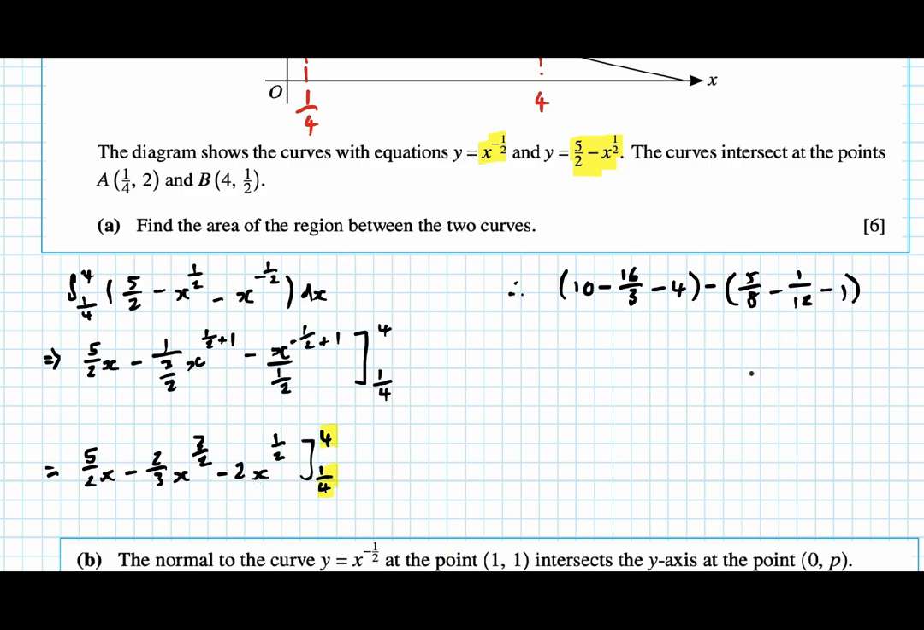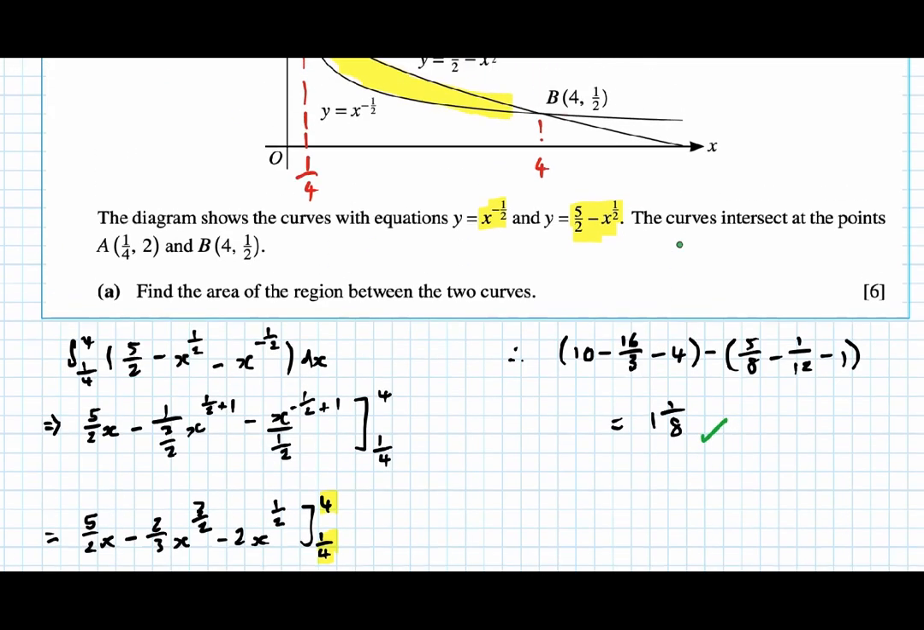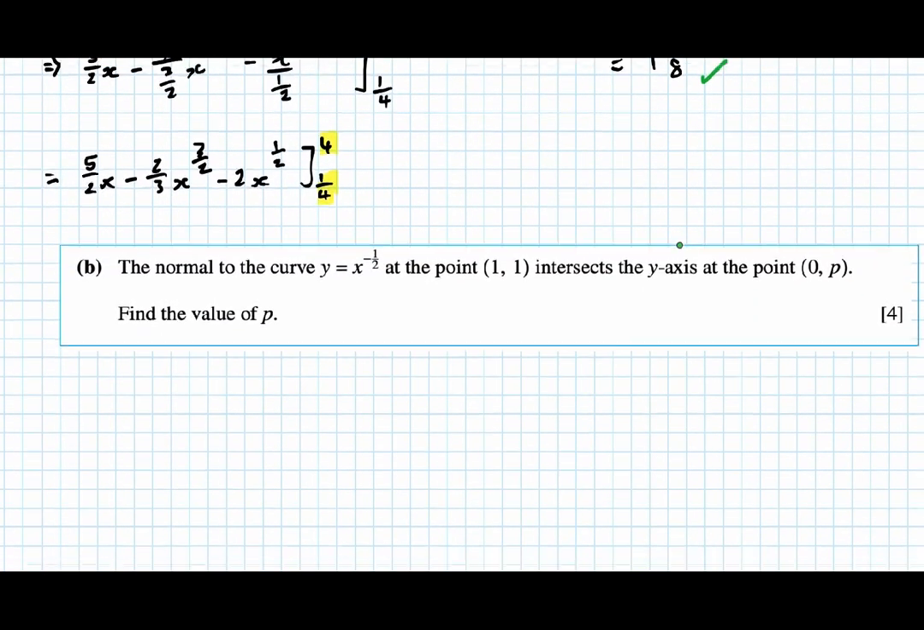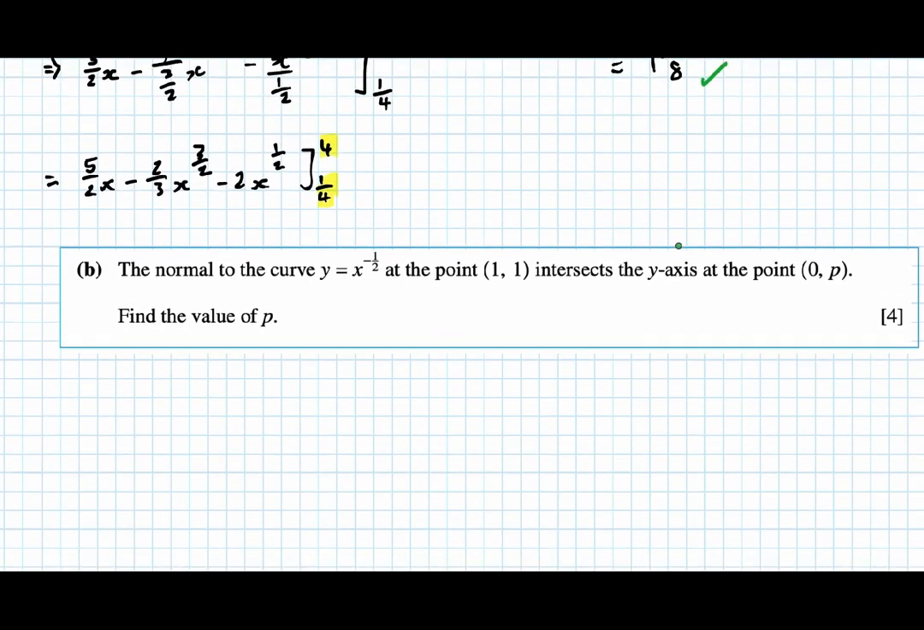And get the calculator out. The last part is 7/9. 1 and 1/8. So 9/8. Okay, that's your answer for that one. So we integrated and found the area between those two curves.